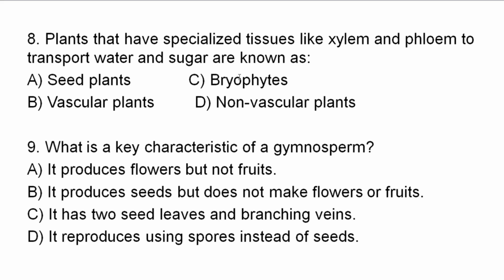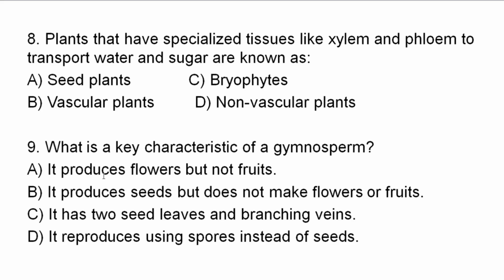So which one is the correct answer? Plants that have specialized tissues like xylem and phloem to transport water and sugar. These plants are classified under which categories? Good. The correct answer is B. Vascular plants. Vascular plants are plants that have specialized tissue like xylem and phloem to transport water and sugar. Non-vascular plants are plants that don't have xylem and phloem. So the correct answer for question number 8 is B.